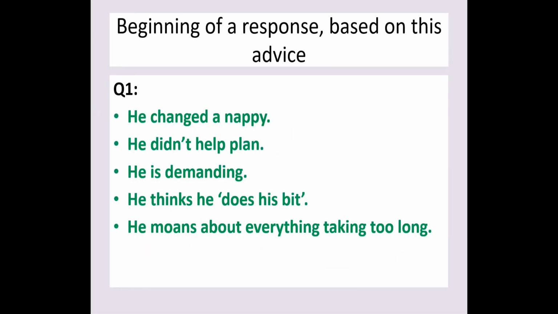Okay, correct answers then might read as follows, based on the work you've just done. He changed a nappy, he didn't help plan, he is demanding, he thinks he does his bit, he moans about everything and takes too long. That's me writing the shortest answers I possibly could, he obviously being Jonathan in this case, and making 5 bullet points to get 5 out of 5.